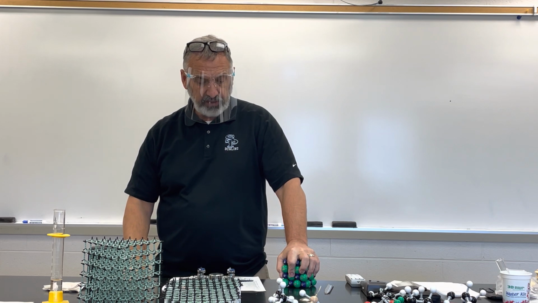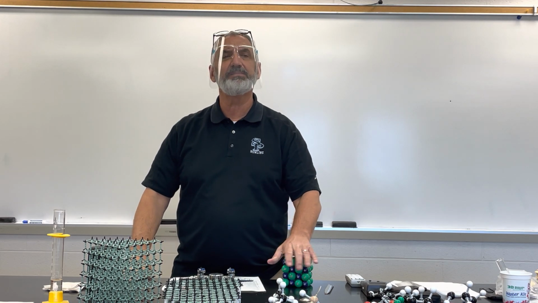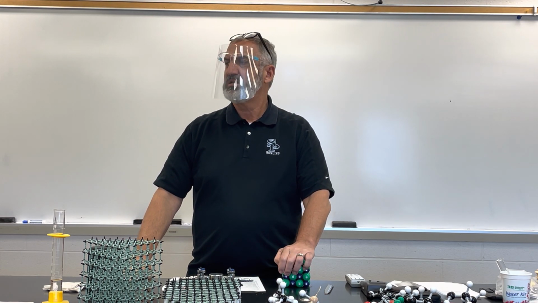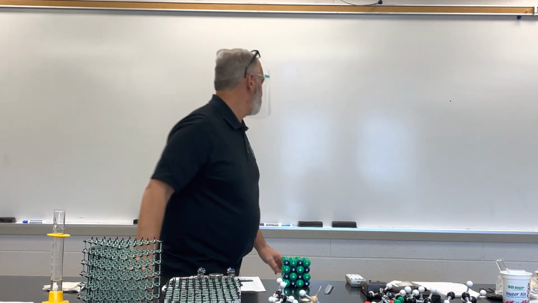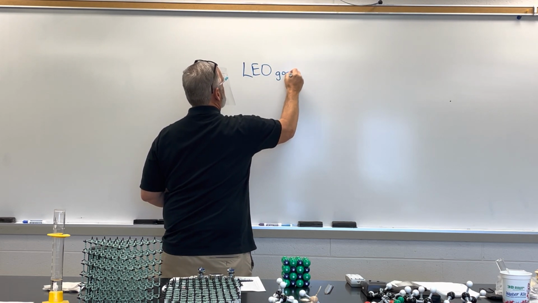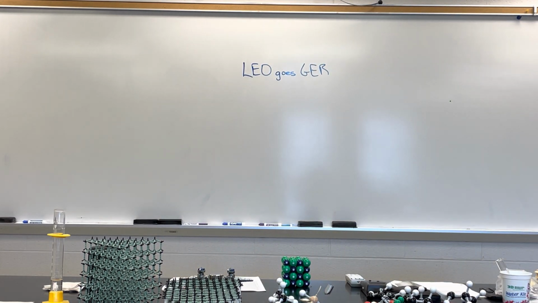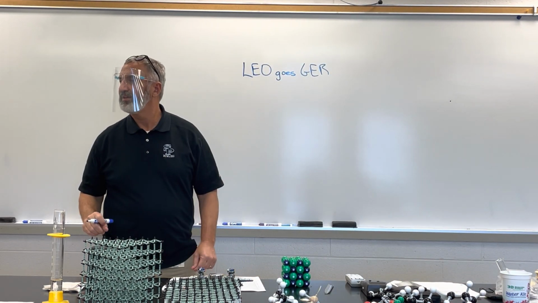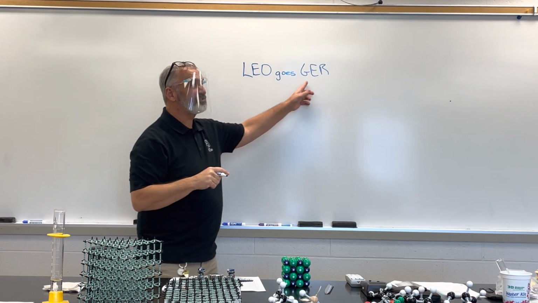We just said the type of elements that form ionic compounds are a metal and a non-metal. In the formation of an ionic compound, which type of element gets oxidized and which gets reduced? What does oxidized mean? Loses an electron. Remember, LEO goes GER? We talked about this when we were dealing with electrons. Lose electrons is oxidation, gaining electrons is reduction.